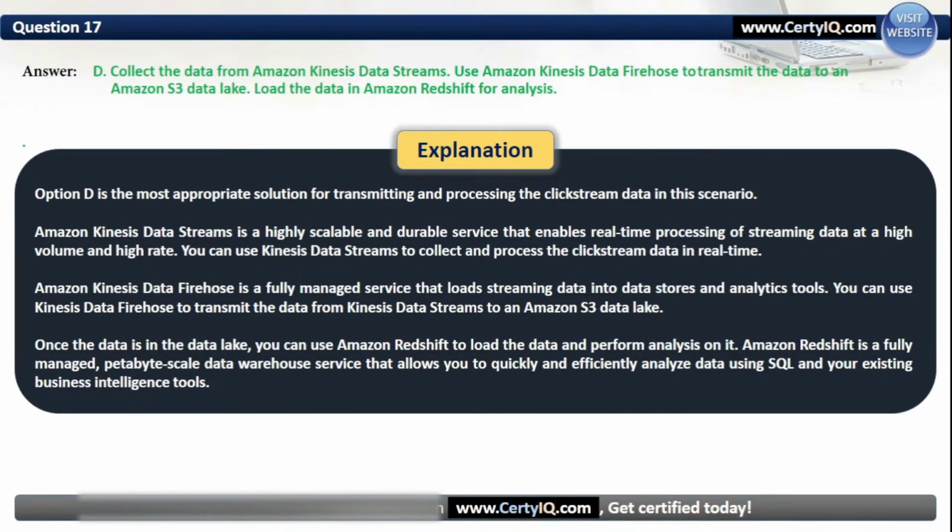Amazon Kinesis Data Streams is a highly scalable and durable service that enables real-time processing of streaming data at a high volume and high rate. You can use Kinesis Data Streams to collect and process the clickstream data in real time. Amazon Kinesis Data Firehose is a fully managed service that loads streaming data into data stores and analytics tools. You can use Kinesis Data Firehose to transmit the data from Kinesis Data Streams to an Amazon S3 data lake.